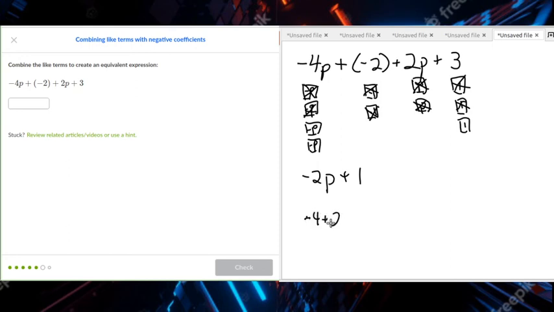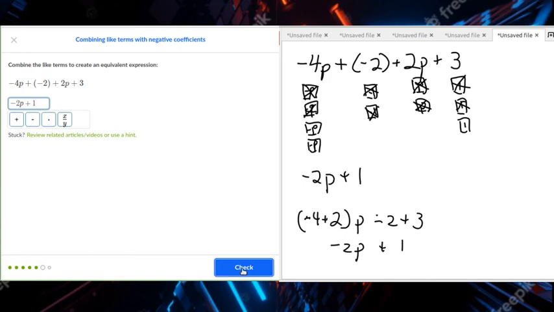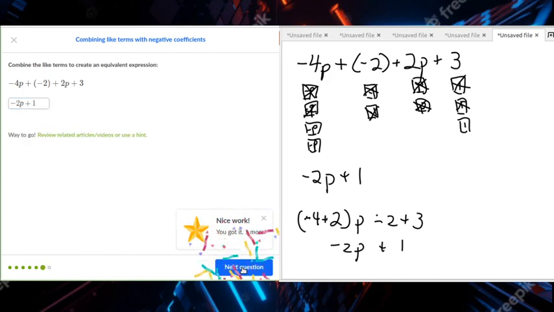Another way to look at that is negative 4 plus 2 times p minus 2 plus 3. And negative 2 plus 3 is 1. And negative 4 plus 2 is negative 2. So that's another way to do it. And if you understand that, and you can do it that way, not a problem. Just go ahead and do it that way.